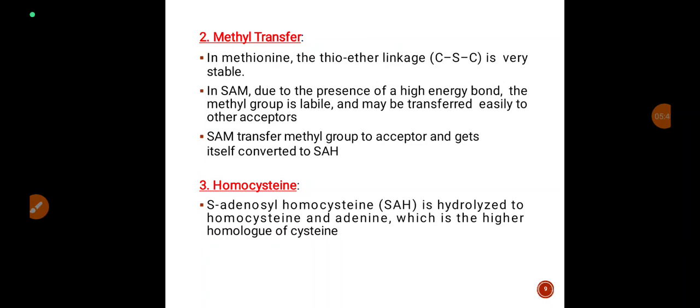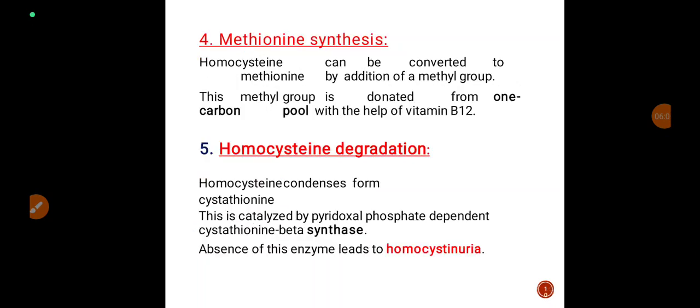S-adenosyl methionine transfers methyl group to acceptor and gets itself converted to S-adenosyl homocysteine. S-adenosyl homocysteine is hydrolyzed to homocysteine and adenosine. Homocysteine is the higher homologue of cysteine. Methionine synthesis: homocysteine can be converted to methionine by addition of a methyl group. This methyl group is donated from one carbon pool with the help of vitamin B12.